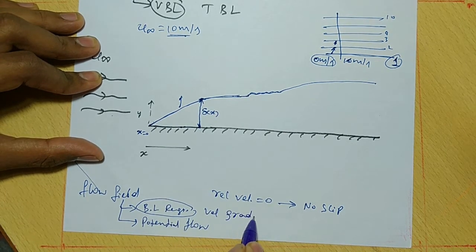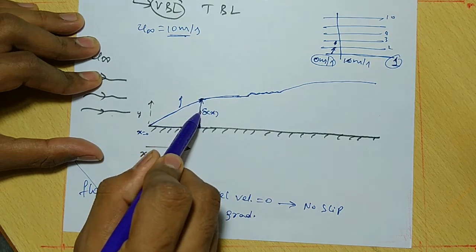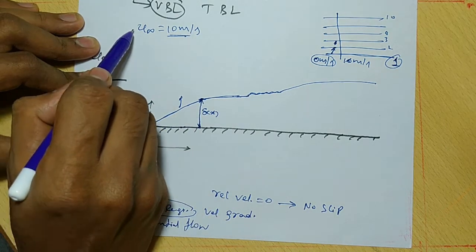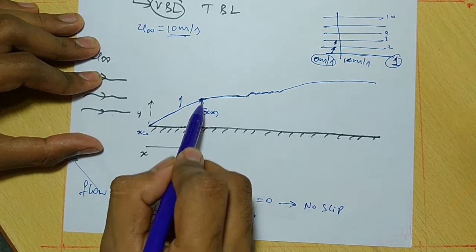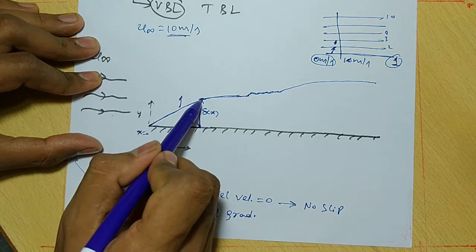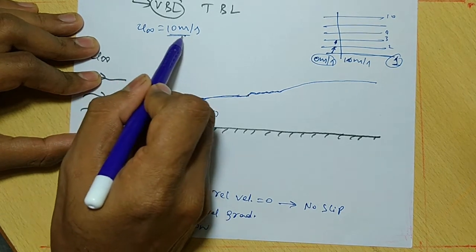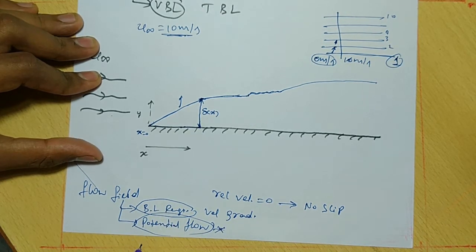In the boundary layer region, the velocity gradient comes into the picture. Velocity gradient means there is a change in velocity below this boundary. For example, if u infinity is 10 meters per second, below this region the velocity is less than 10 meters per second. Above this region the velocity is equal to the free stream velocity. In the potential flow, the velocity gradient does not come into the picture, but in the boundary layer region the velocity gradient does.